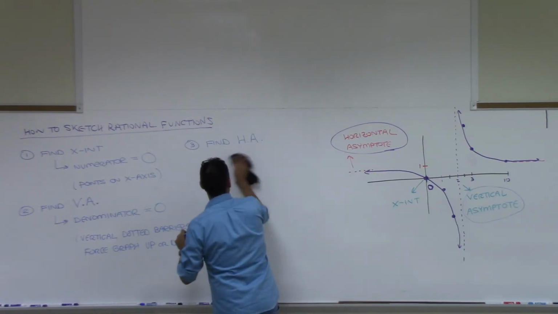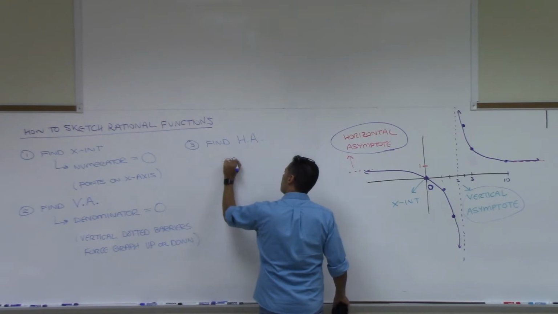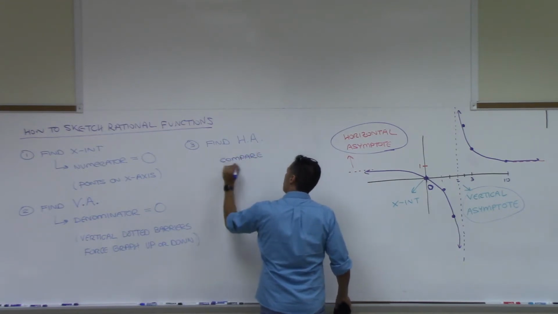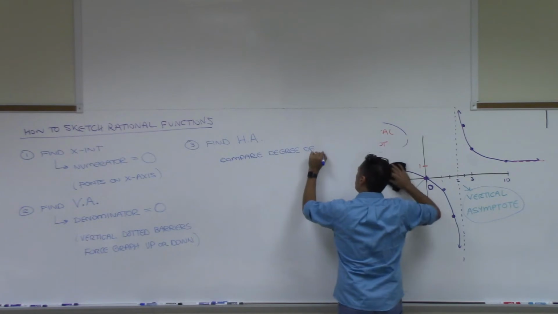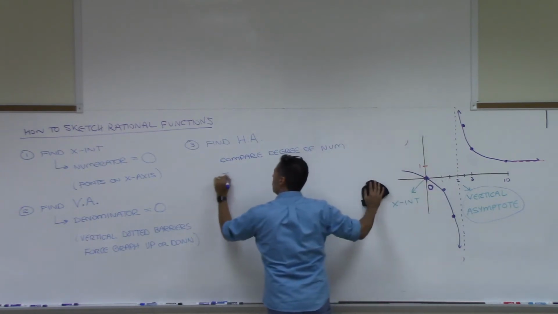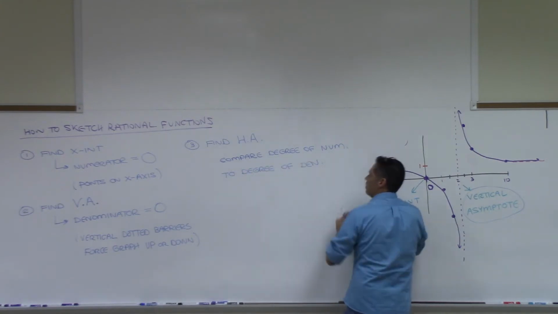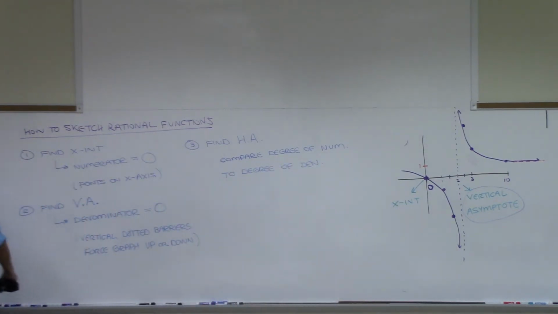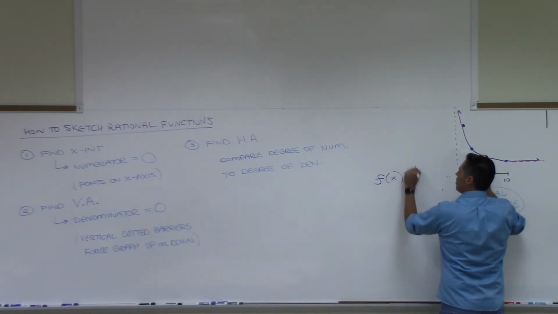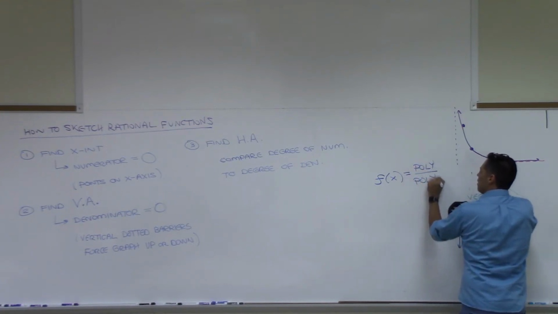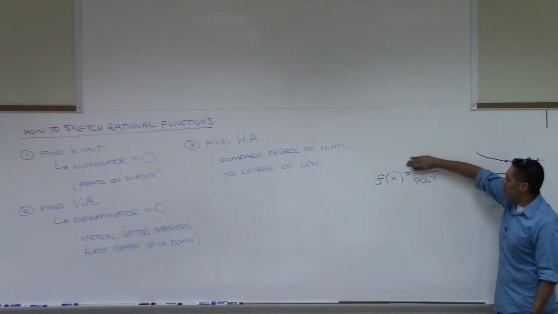Oh, you know what I should do before I do that? Let me tell you what we're going to do. To find the horizontal asymptotes, what you do is you compare the degree of the numerator to the degree of the denominator. Remember, I told you already that a rational function is just a polynomial divided by a polynomial, right? If you look at the numerator by itself, that should have a degree, a highest power of x. And the denominator should have a highest power of x.